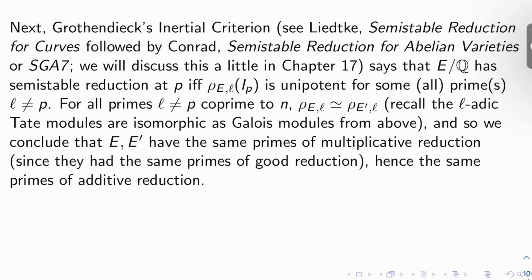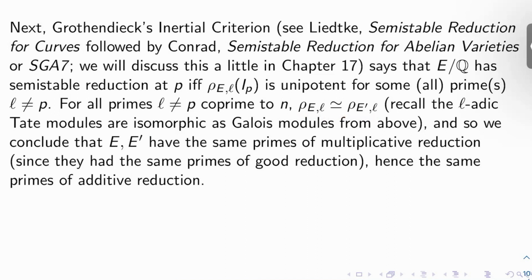Okay. So for all primes L that aren't equal to P and co-prime to N, we know rho_{E,L} is isomorphic to rho_{E',L}, because remember, the L-adic Tate modules for these primes are isomorphic as Galois modules. We just got done talking about that. Okay, and these representations are on the L-adic Tate modules.